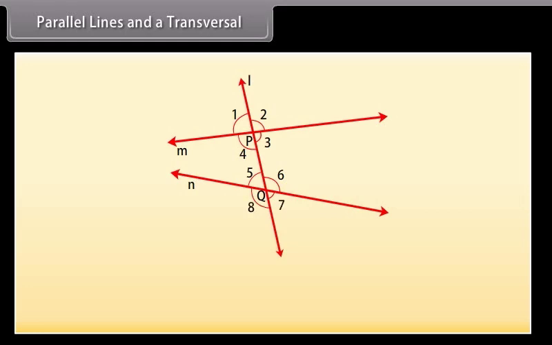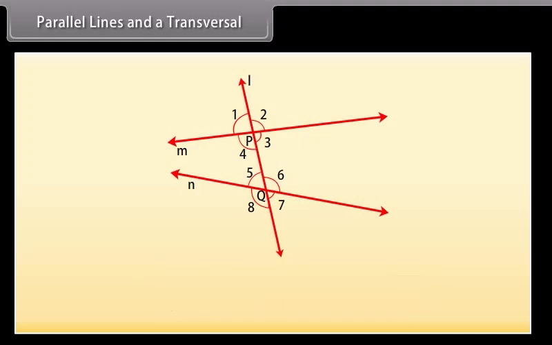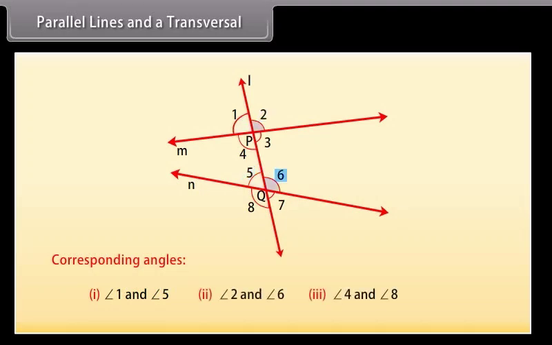and angle 8. Angle 1, angle 2, angle 7 and angle 8 are called exterior angles, while angle 3, angle 4, angle 5 and angle 6 are called interior angles. We have also studied that when a transversal intersects two lines, we get some pairs of angles. Let's go through them one by one. First is corresponding angles. These are angle 1 and angle 5, angle 2 and angle 6, angle 4 and angle 8, angle 3 and angle 7.